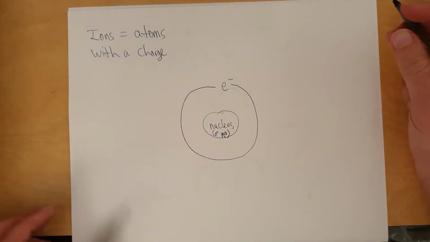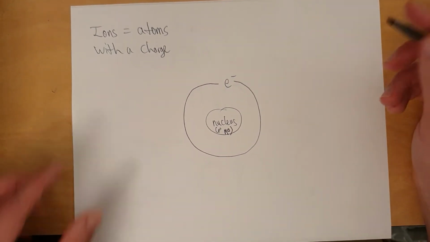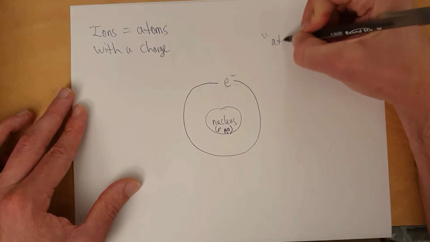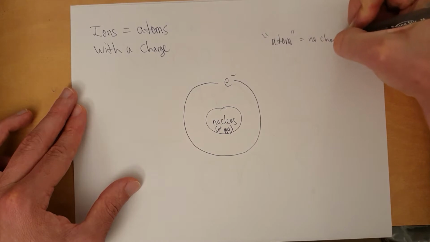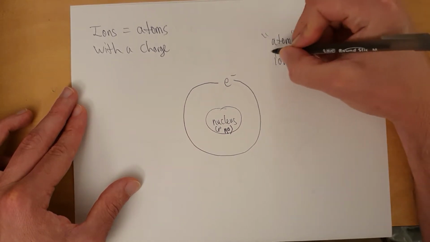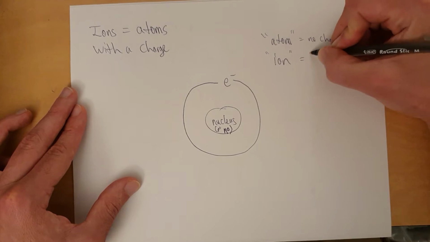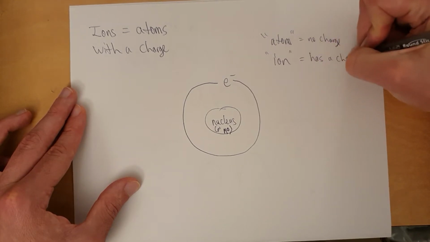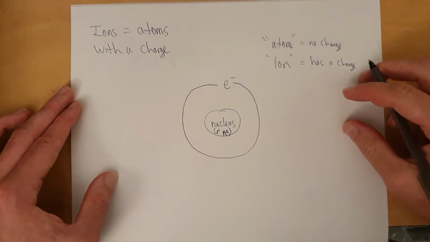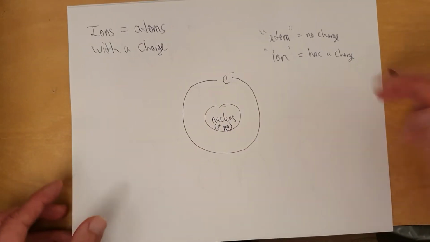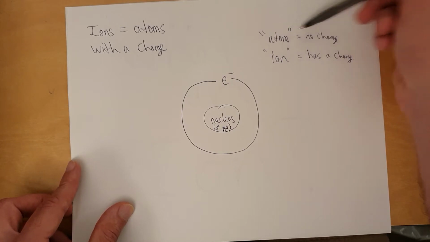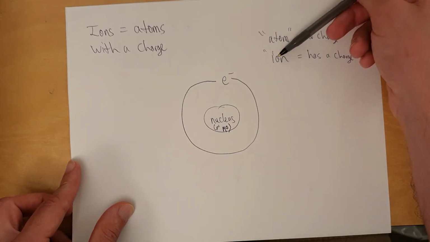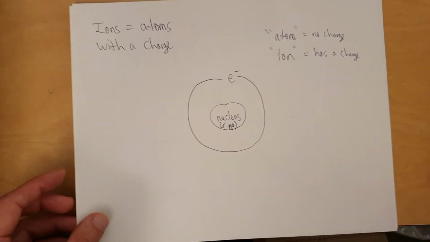Great. How do you turn an atom into an ion? So when we say atom, that means no charge. When we say ion, we refer to something that has a charge. So when I talk about a sodium atom, I'll be referring to neutral, and a sodium ion is having a charge. Okay? How does that work?